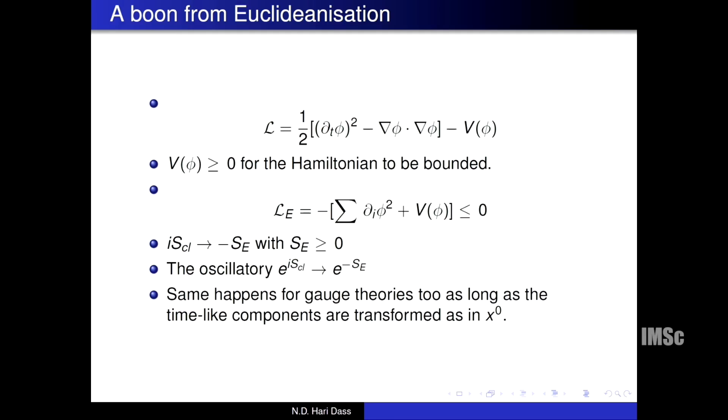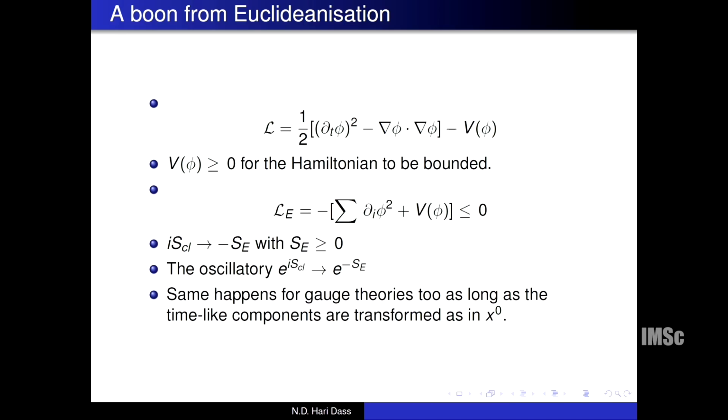I don't know. Now, if you take a Lagrangian for scalar field theory, it's an element. Now, V of y has to be positive definite, otherwise the Hamiltonian will not be bounded from below. And you can Euclideanize it very easily, and this becomes minus sum of squares plus V of y, which is already positive semi-definite. So the Euclidean Lagrangian density is less than or equal to 0, which means i times S classical, if you keep track of how t goes, becomes minus S Euclidean, where S Euclidean is greater or equal to 0. So this oscillatory integrand becomes a perfectly convergent integral for the path integral. And that's why lattice gauge theories work in practice, and this is an amazing boon to lattice gauge theories.